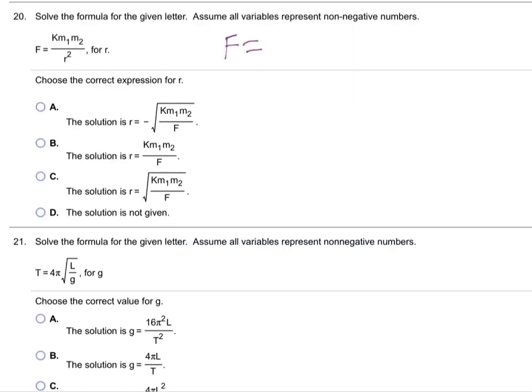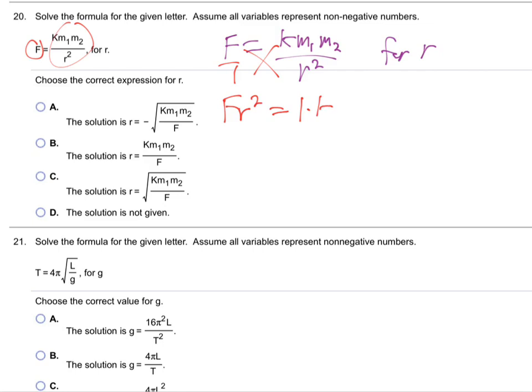Okay, so F equals K M1 M2 over R squared. We're supposed to solve for R. Okay, so how do you solve when you have a whole letter on one side and a fraction on the other? Put it over one, diagonal, diagonal, cross multiply. So F times R squared is 1 times K M1 M2.